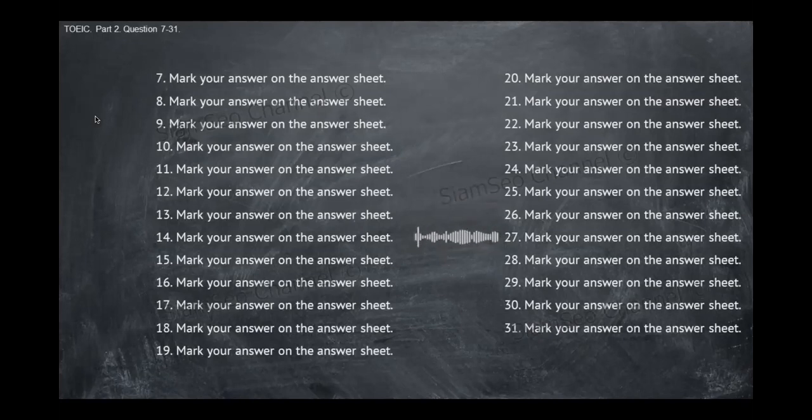Number 27. Who reserved the convention center? A, It is located near a subway station. B, She deserved the award. C, An election candidate.